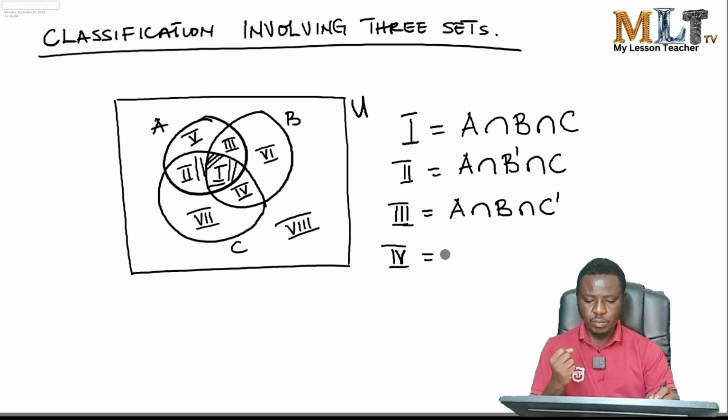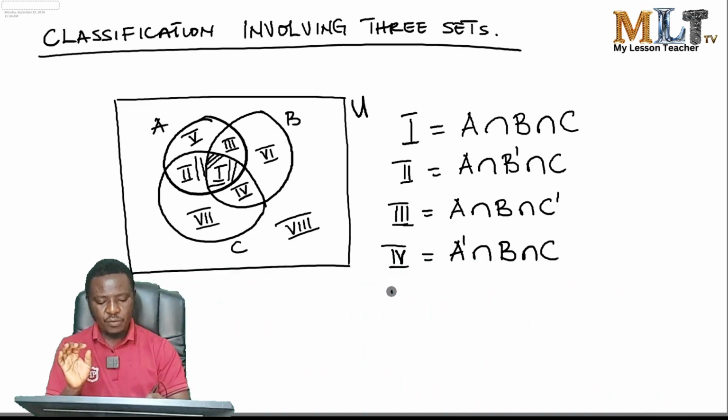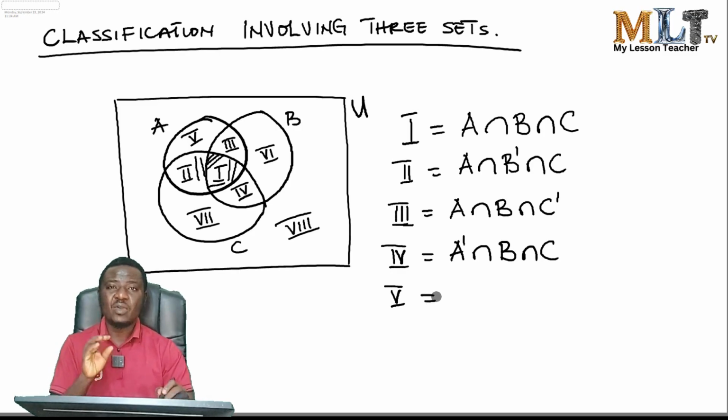While region 4, if you have been following the trend, you should be able to join me in region 4. Region 4 is said to be a region that contains elements found only in B and C. And so therefore, this can be written as A prime intersection B intersection C. A prime simply means it cannot be found in set A, while region 5 is said to contain elements that can only be found in A.